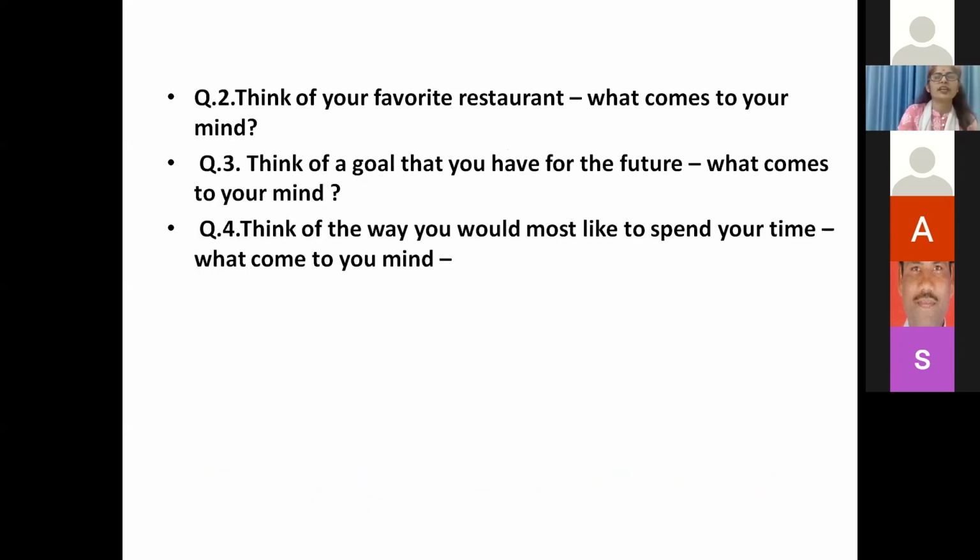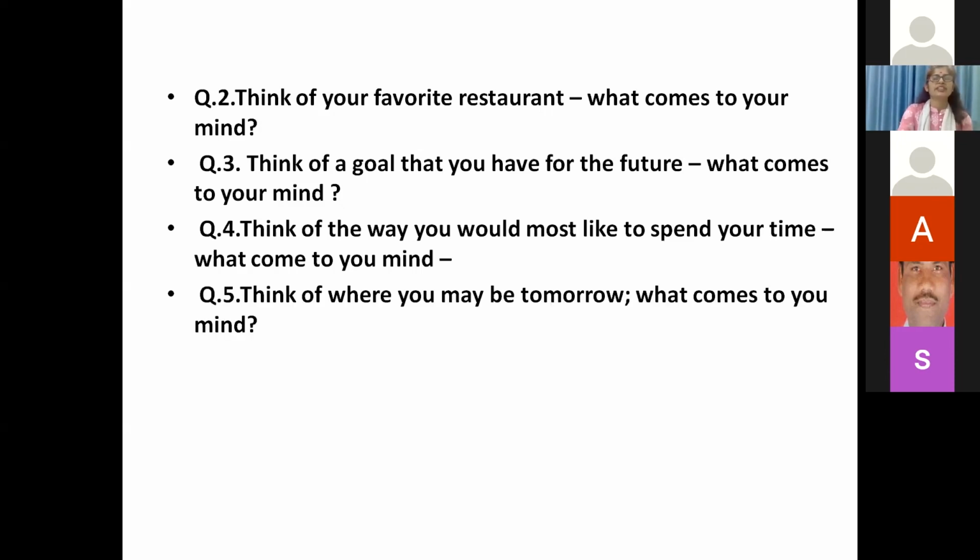Question number 4, think of the way you would most like to spend your time. What comes to your mind? A, image, B, sound, C, written description, D, emotion or feeling. Question number 5, think of where you may be tomorrow. What comes to your mind? A, B, C or D.